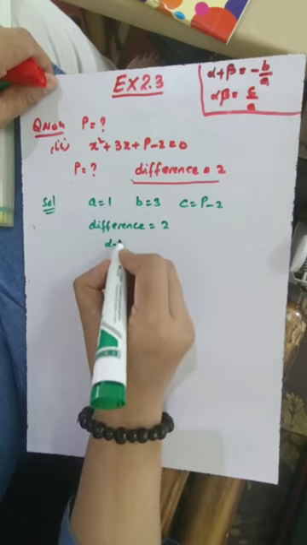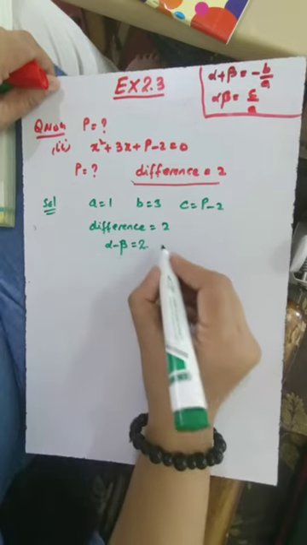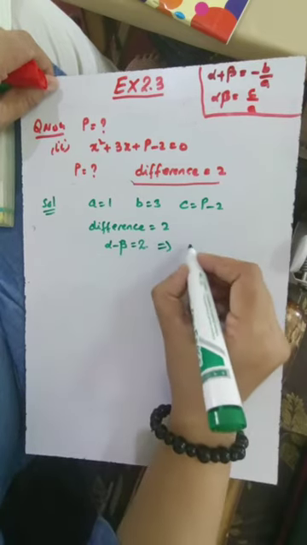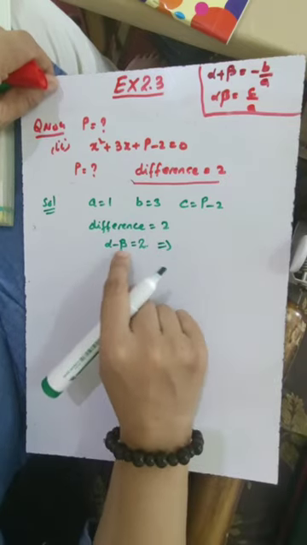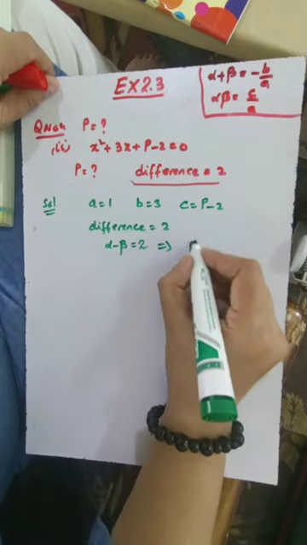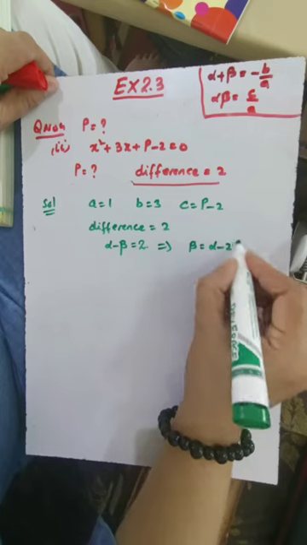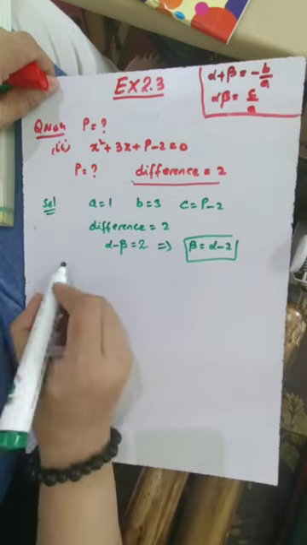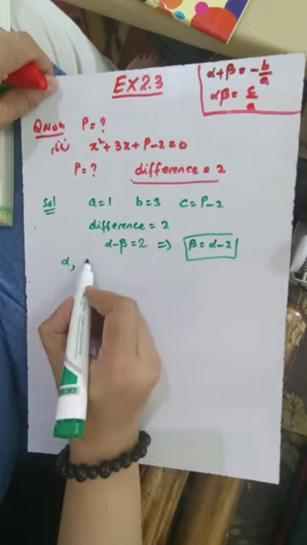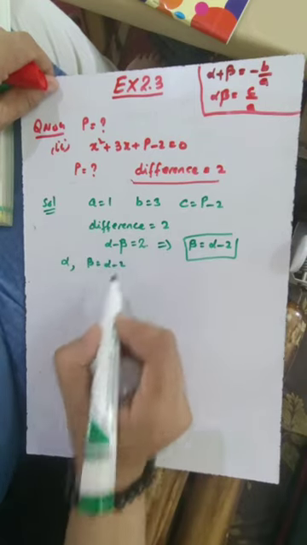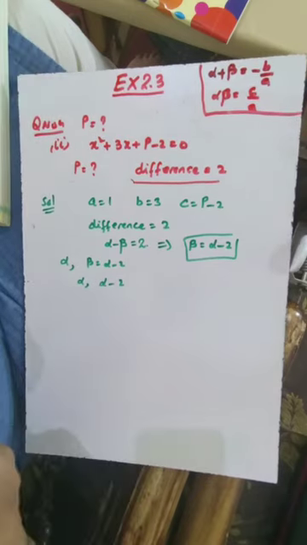It means that alpha minus beta is equal to 2. Or you can say that if I take one root as alpha and the other as beta, we can find it by shifting beta to this side and 2 to this side. Beta will be alpha minus 2. So the two roots are alpha and alpha minus 2. These are the two roots.